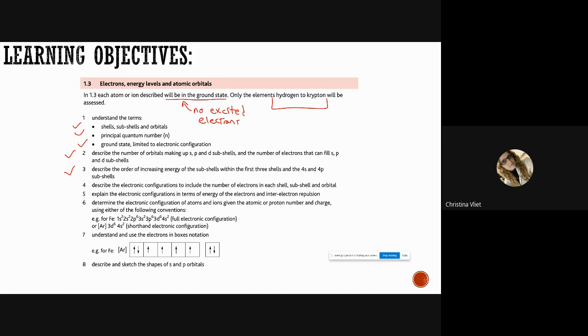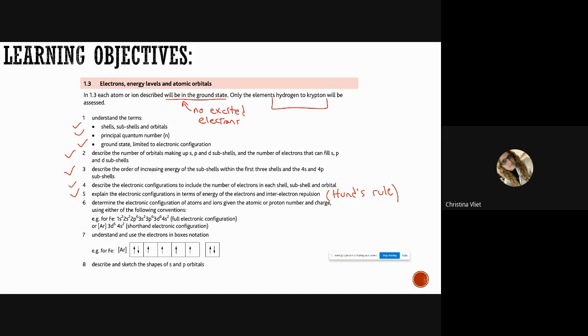Describe the electron configurations. Well, maybe you do, maybe you don't remember it. Hopefully you will after I explain it. Explain electron configurations in terms of the energy of electrons and their repulsion. I will re-explain that as well. This is something we called Hund's rule back in the day. Electrons repel each other, so if they could, they prefer to be in different places. That's what that means.